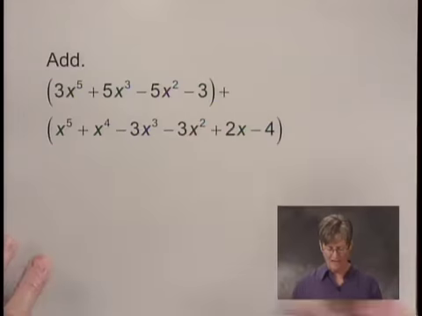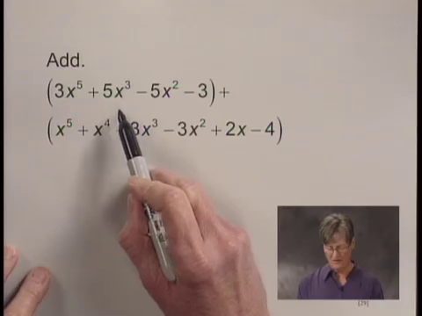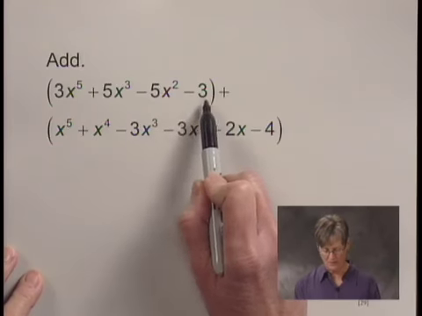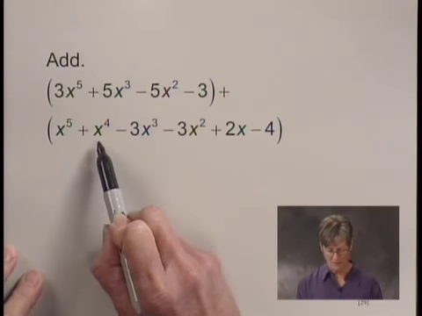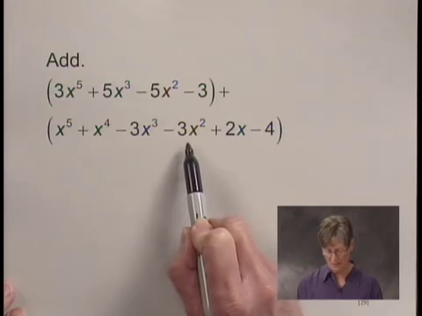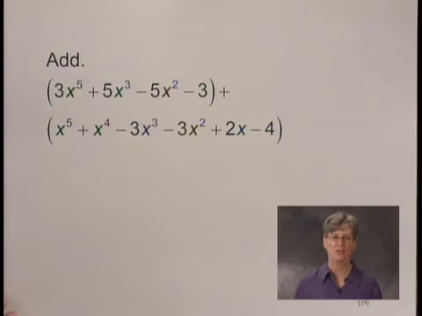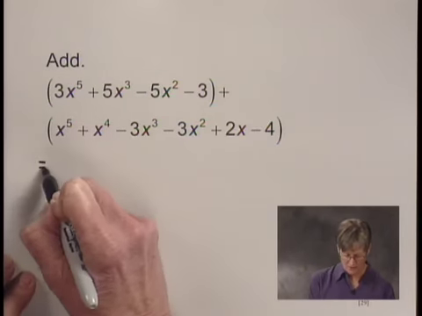In this exercise, we'll add two polynomials. We're adding 3x^5 + 5x^3 - 5x^2 - 3, and x^5 + x^4 - 3x^3 - 3x^2 + 2x - 4. Now, doing this addition is essentially just collecting the like terms. So we can start by doing that.